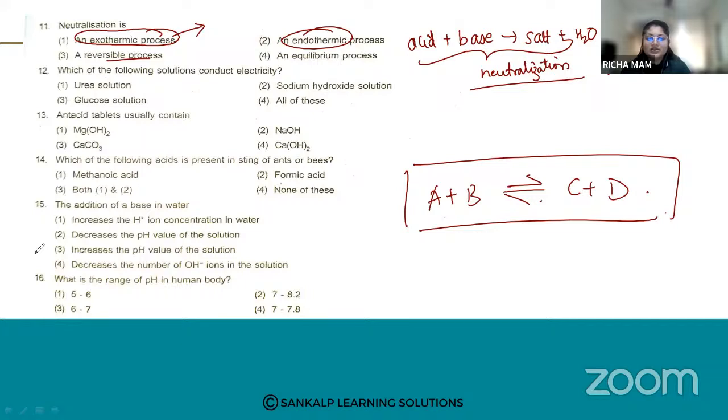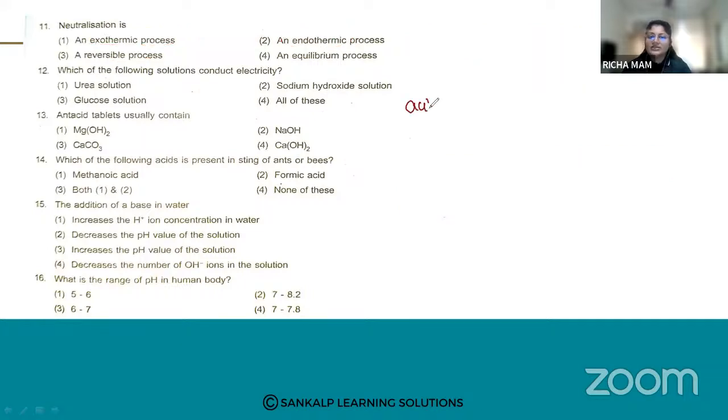So when you see a neutralization reaction, that is when your acid reacts with base to give you salt and water, it is an exothermic reaction. Why is it exothermic? Because at that time heat is released. When a neutralization reaction occurs, heat is released.